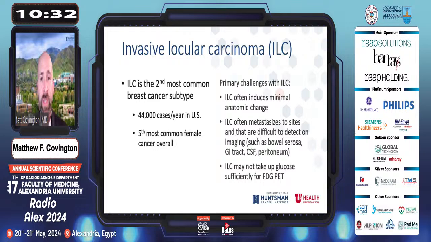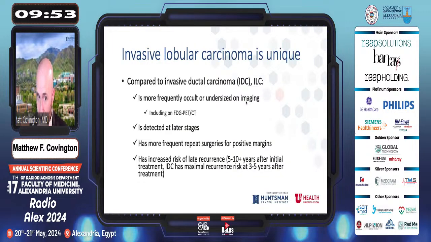And then ILC often metastasizes to sites that we frankly struggle with on imaging, and what I'm talking about are things like the bowel surface, the serosa of the GI tract, diffusely the stomach, CSF surfaces, peritoneal linings, things like that that are common sites of spread of lobular. But these are areas of the body that, for example, on a CT scan are really challenging. And ILC, like I've mentioned many times, it certainly does in many cases, but it may not take up FDG, so you might not see it on an FDG PET scan.